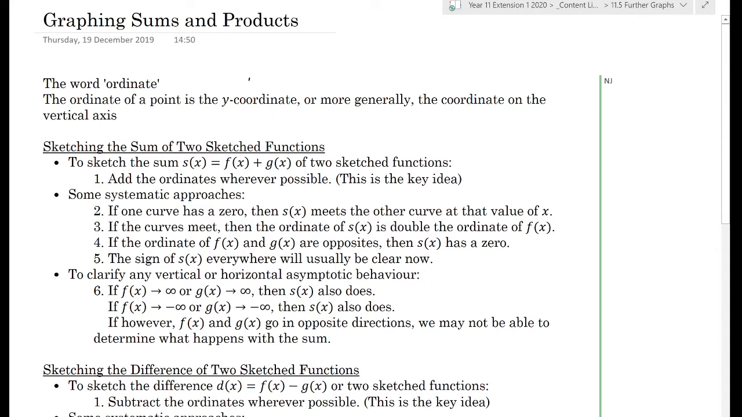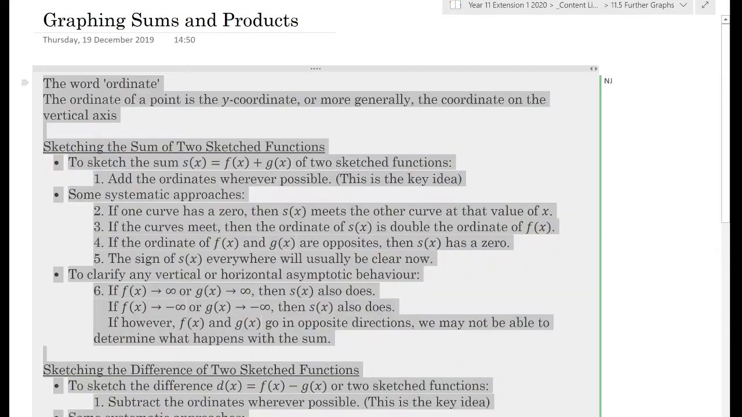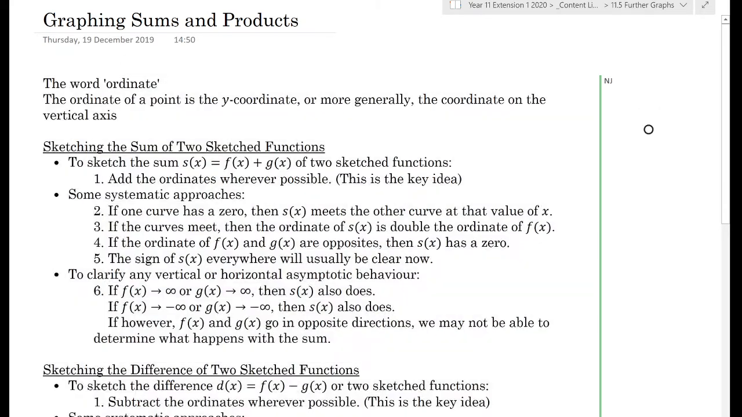So effectively, how far up the y-axis, or how far down the y-axis are we? And so the whole idea of graphing sums and products is that we are literally going to take 2 or more, but just 2 in this case, functions, and we're going to graph them as if we were adding them together, or subtracting them, or multiplying them. And the way we do that is we literally are just looking at the y values, or the ordinates.